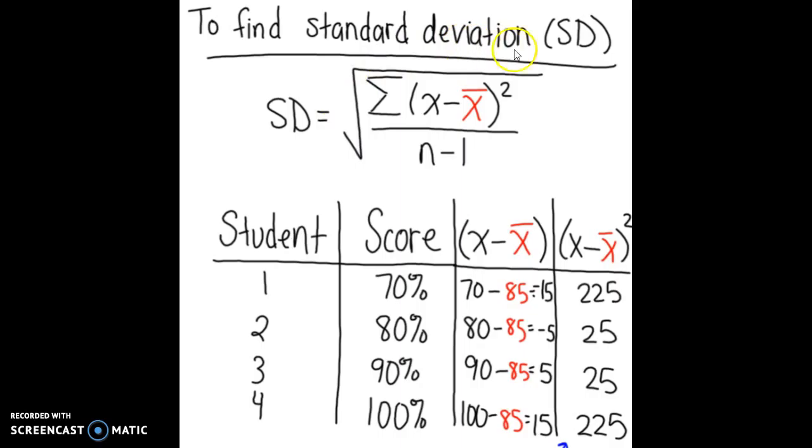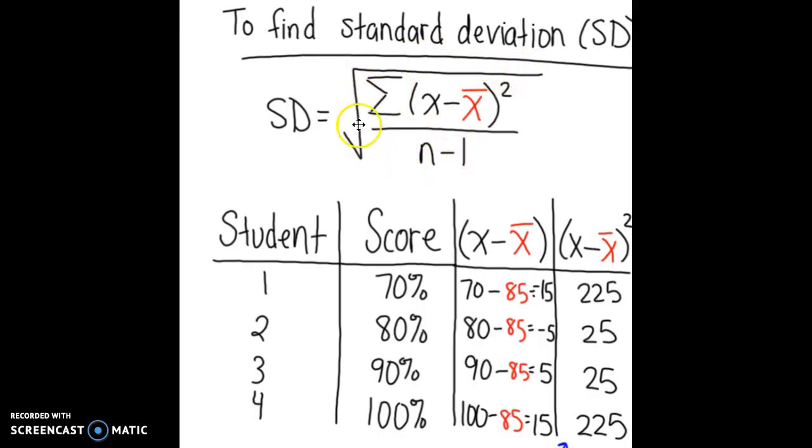You'll take the square root of, and then there's this funny E thing. That means the sum of. Then you take the individual score minus the average, or the mean that you just found, and you square that. You do this part first, then you add all those numbers up, then you divide by the number of samples minus 1, and then you take the square root of that whole thing. Oh my goodness. Okay, so let's walk through it. It's easier to just go through it.